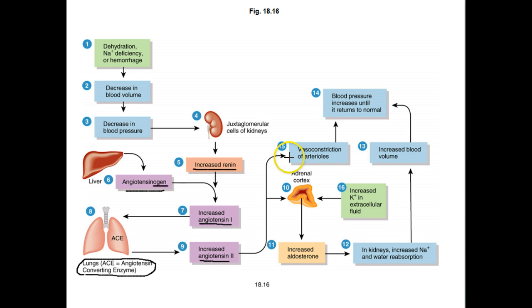This, by the way, is the same thing as ADH. ADH is also a vasoconstrictor. So it does that, and then we follow this other arrow. Angiotensin 2 is going to go to the adrenal cortex, and it's going to cause the release of aldosterone. And they're saying here increased aldosterone. So, depending on how dehydrated you are, depending on how low the blood pressure is, you'll have more renin, more angiotensin, and more aldosterone.